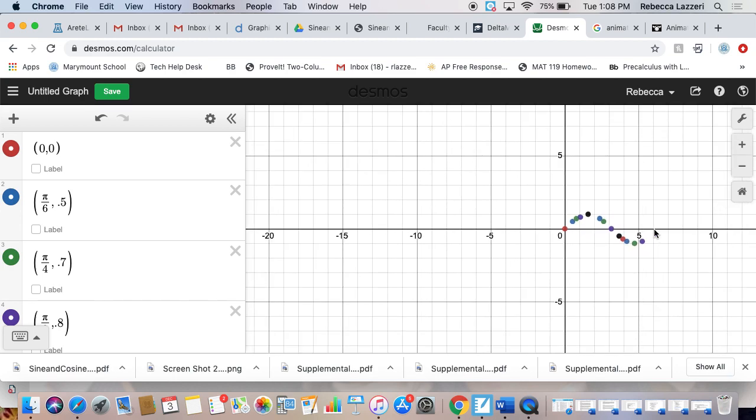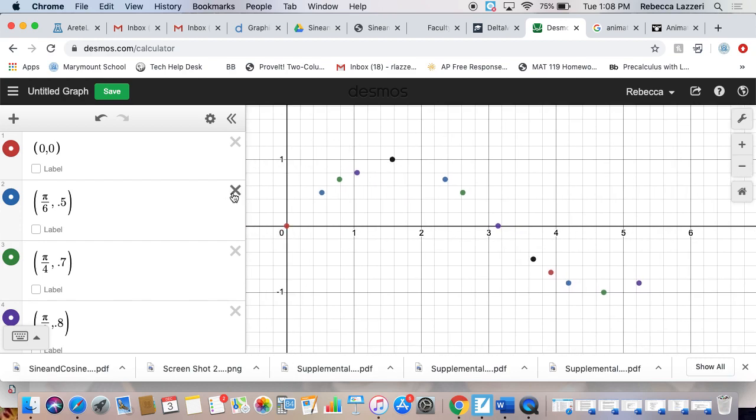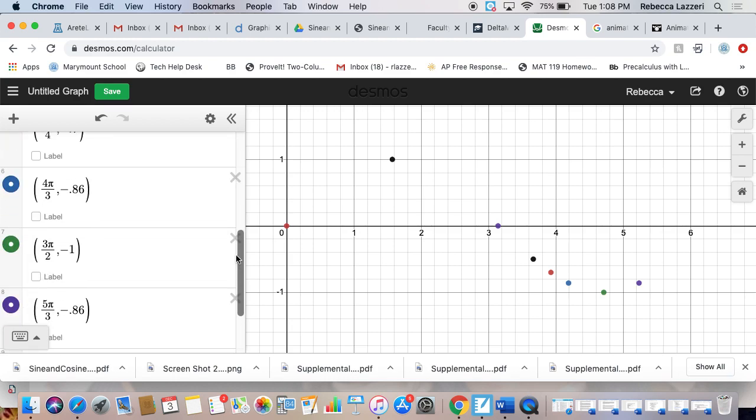All right, so what we're gonna do is this. I'm gonna turn this one off, and this one off. Okay, I'm gonna get rid of this one, and this one. And I'm gonna get rid of this one, and this one, and this one.